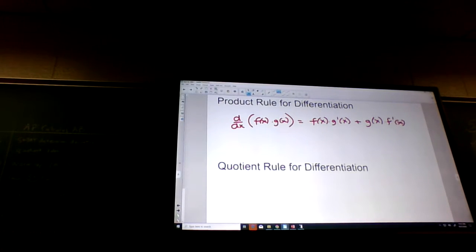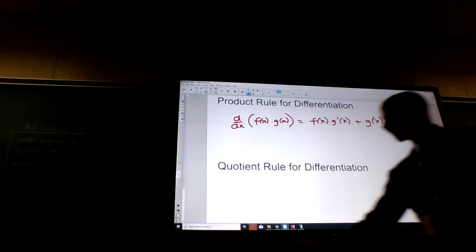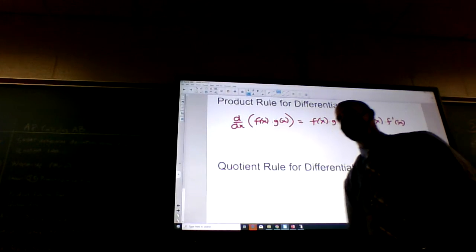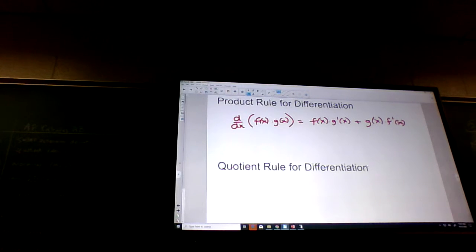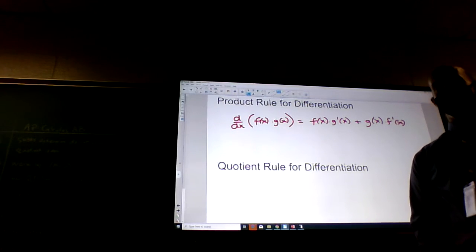Now, in the video that I posted on Canvas that I made 3 weeks ago, I go through and kind of explain why it's not what you'd think it is. It doesn't seem like it should be this. So what I'm going to do right now is show you a proof of the product rule. Now, with the proof I'm getting ready to show you, there are two things I want you to be aware of.